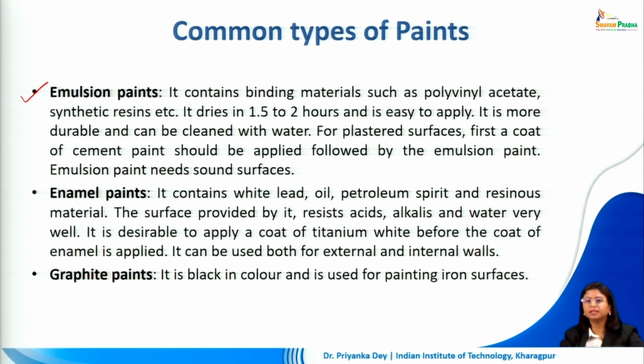Emulsion paints contain binding materials such as polyvinyl acetate, synthetic resins, etc. It dries in about 1.5 to 2 hours and it is very easy to apply. This is more durable, and one huge advantage of this type of paint is we can clean it with water. So if there are marks created on the wall over time or it has become dirty, we can clean it with water. Not many of the paint options available in the market will offer this option.